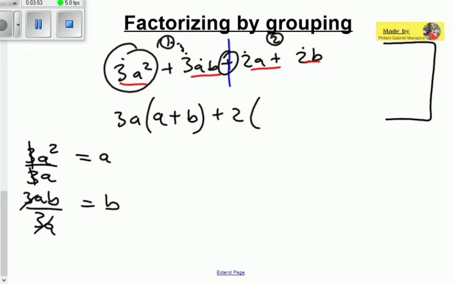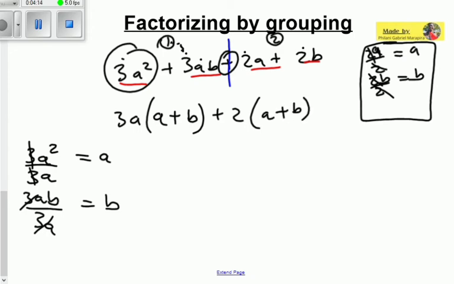So let's make a little box here and say 2a divided by 2 is equal to a, because 2 divides with 2 and a remains. Then 2b divided by 2: 2 divides with 2 and b remains. Therefore, here we also get a plus b. Now you can notice that you have a plus b on both sides. We've got a plus b here, a plus b. Therefore, the factorizing by grouping comes here. So how do you factorize by grouping? You just write a plus b.